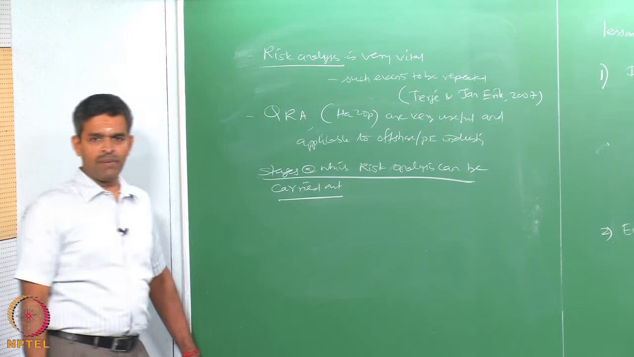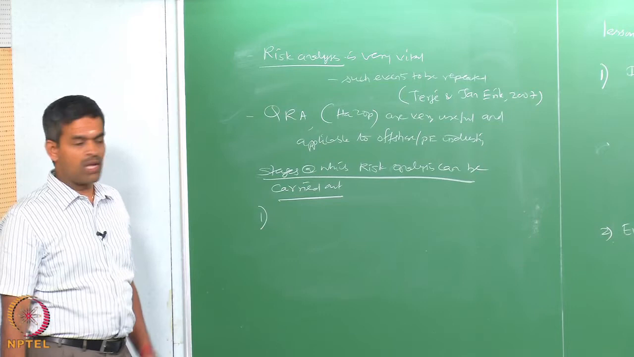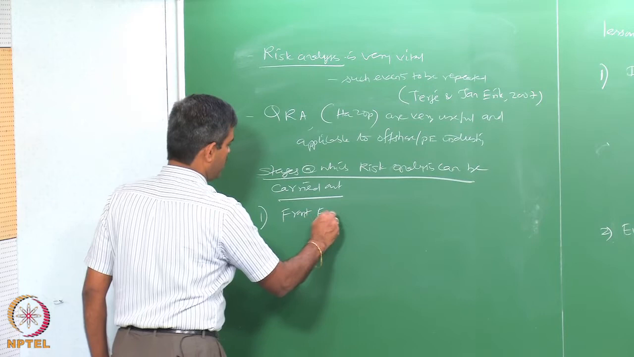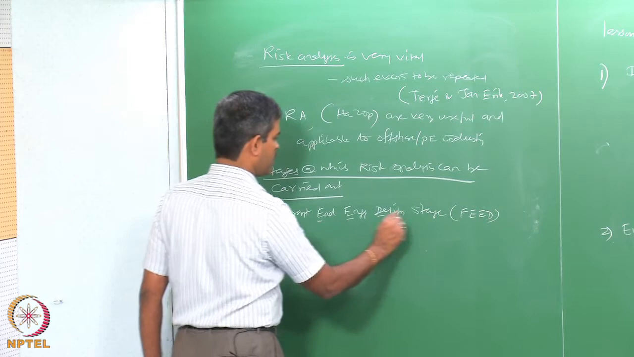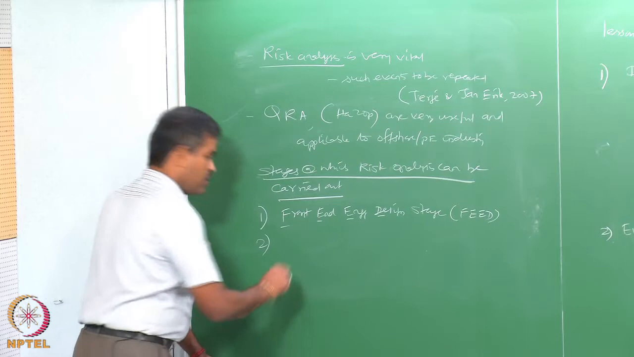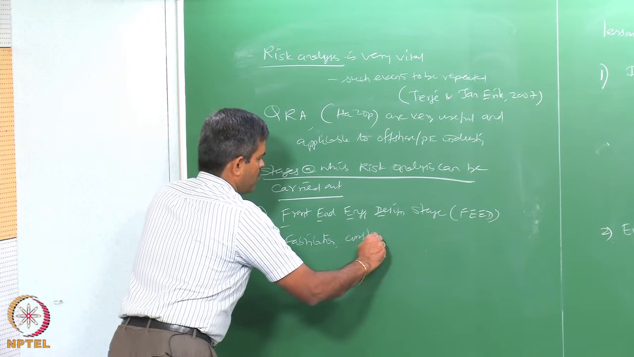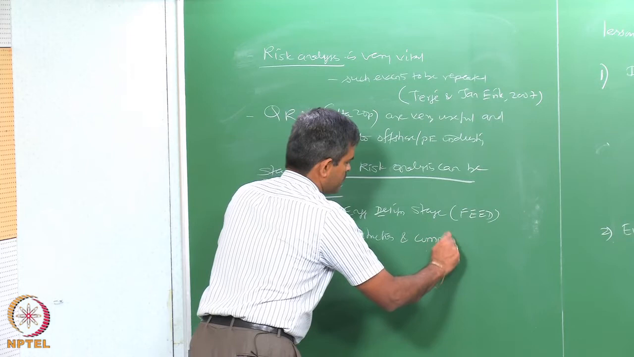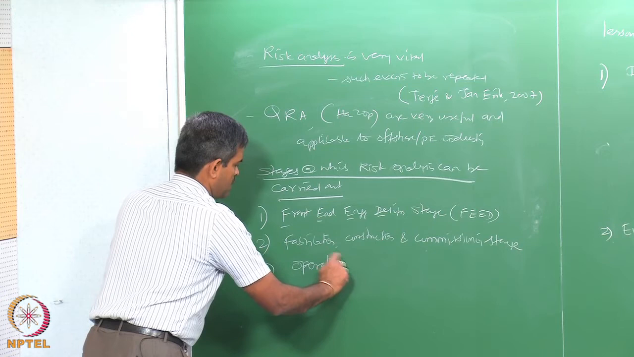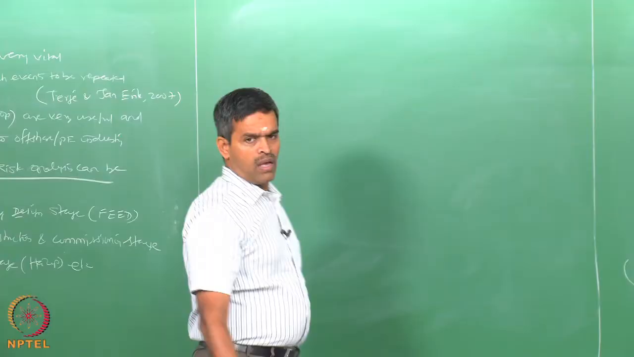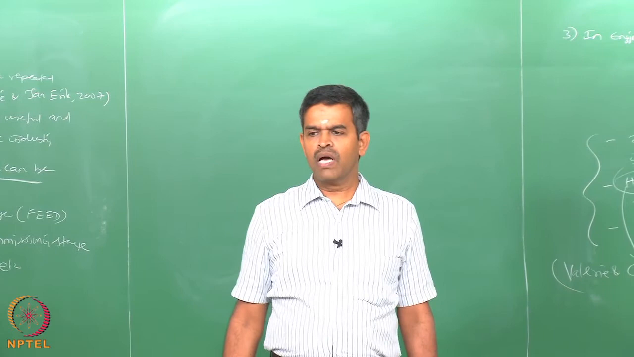Risk analysis can be carried out at different stages. The first and foremost stage where people should do risk analysis, it can be done at the front end engineering design stage itself, what we call as FEED. One can also do risk analysis during fabrication, construction and commissioning stage. One can also do risk analysis during operational stage, as just now we have been seeing various examples like HACCP, etc. Having said this, let us see how do we go about further with hazard evaluation and control.